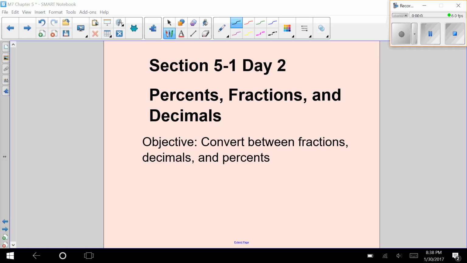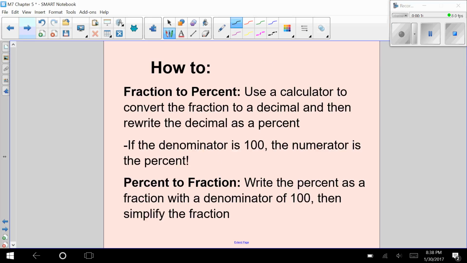This is section 5.1, day 2, percents, fractions, and decimals. Our objective today is still to convert between fractions, decimals, and percents. Today we're going to talk about changing fractions to percents and percents to fractions.